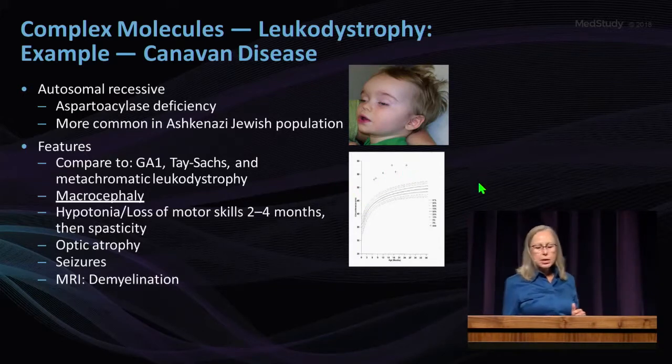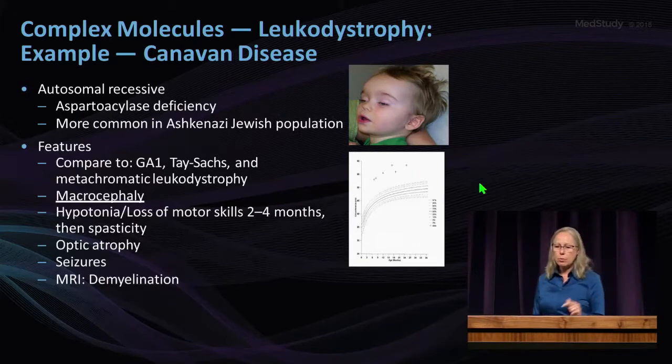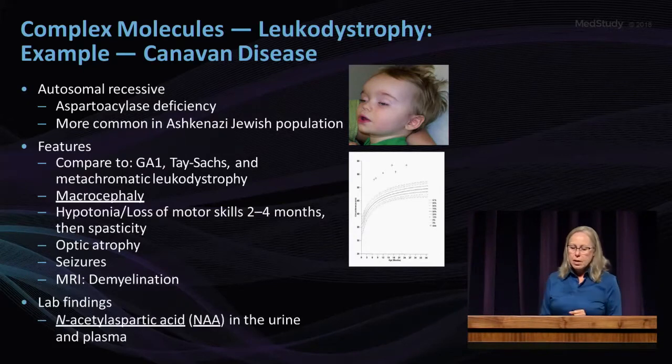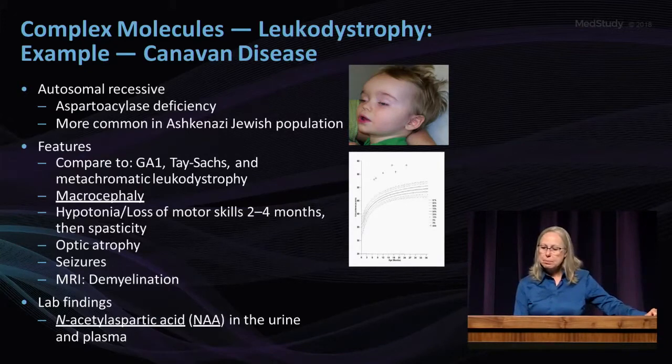They will have hypotonia and loss of motor skills between 2 and 4 months of age and then become spastic. They have optic atrophy, seizures, and your MRI will show demyelination. Lab findings include N-acetyl aspartic acid, or NAA, in the urine and plasma.